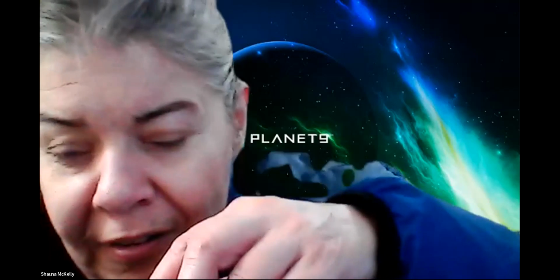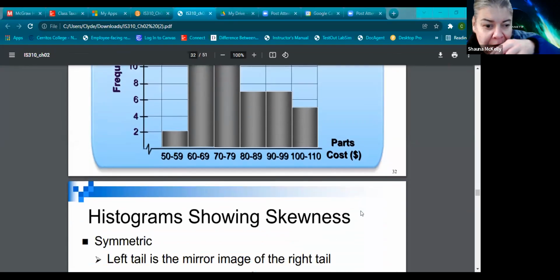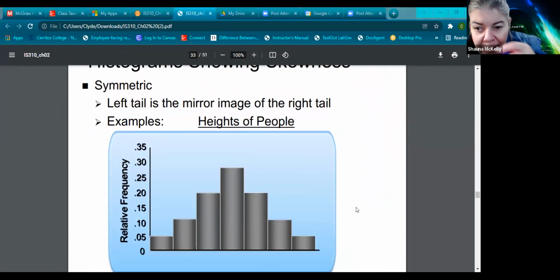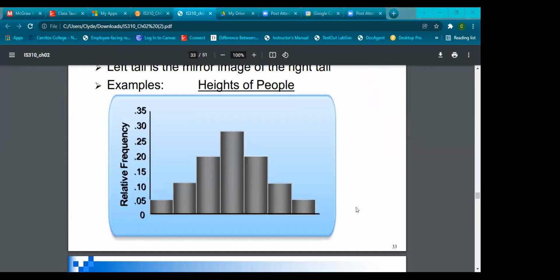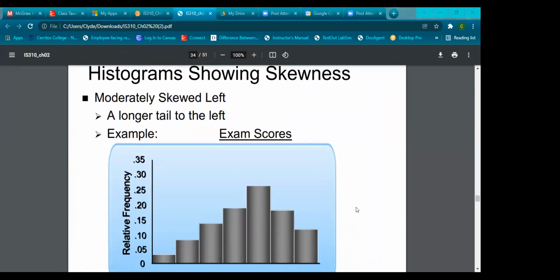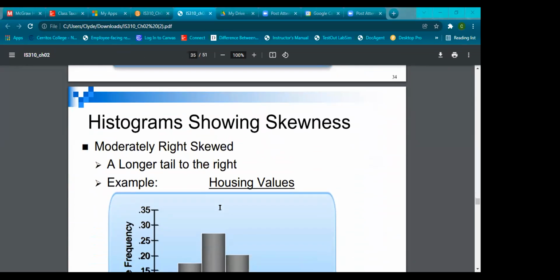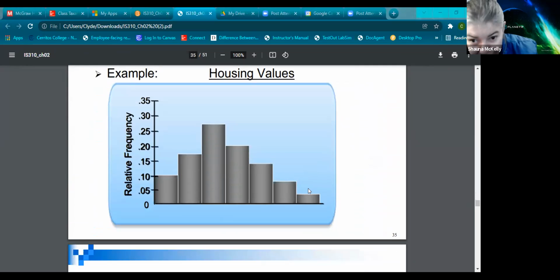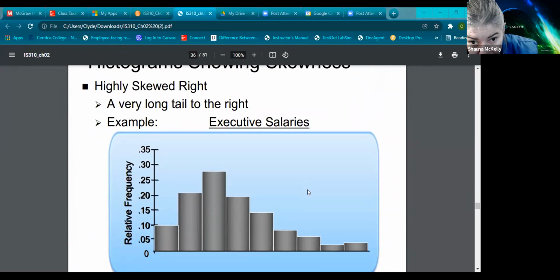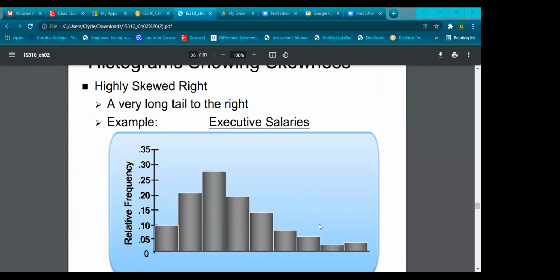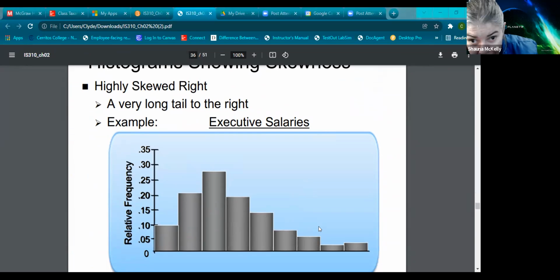And I think the next thing she's going to do is show you that on the next screen. Now this one is nice and symmetrical, right? Left skewed, the tail's down here. Right skewed. Yeah. And this is right skewed. Yeah, that's more right skewed, right?